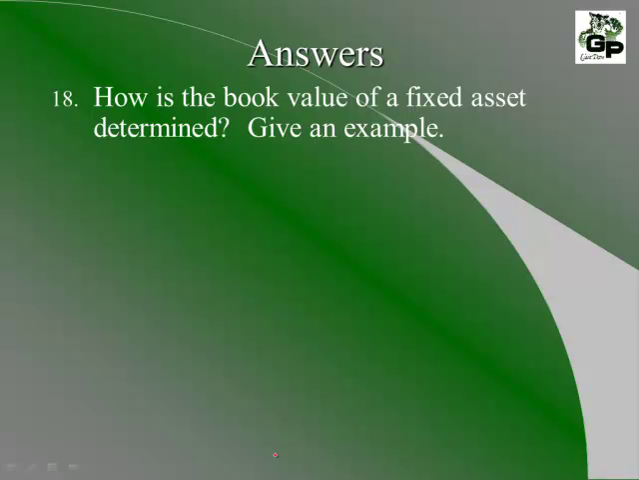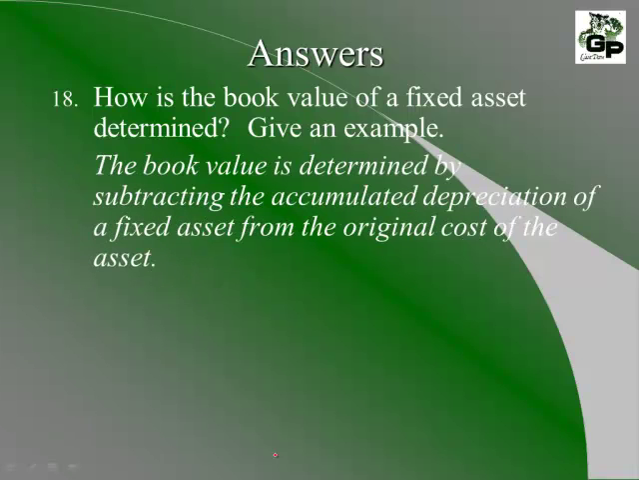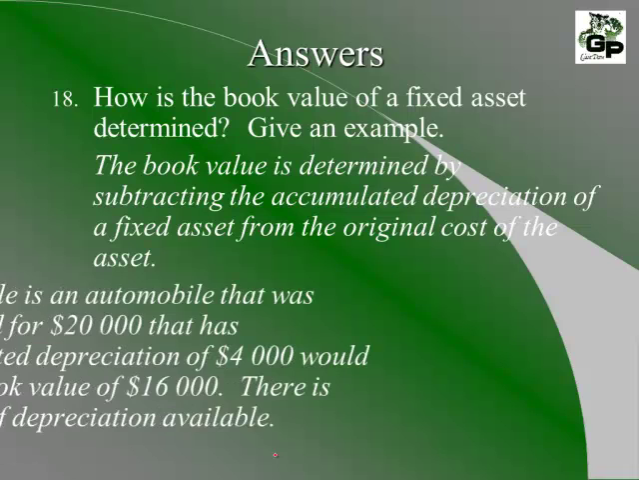Number 18. How is the book value of a fixed asset determined? And give an example. We determine the book value by subtracting the accumulated depreciation of any fixed asset from the original cost of the asset, which we know never changes on the accounting records.